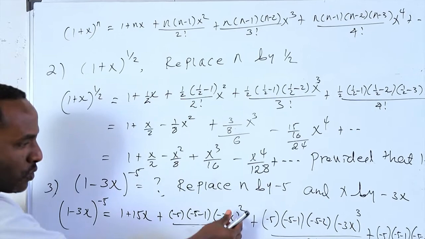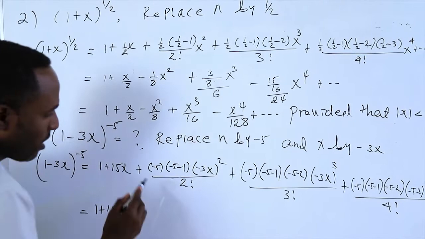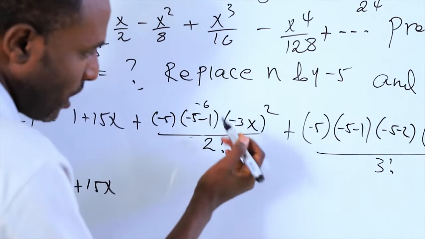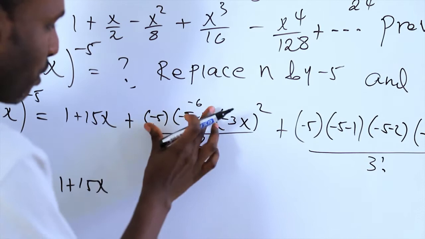So all this is exactly equal to 1 plus 15x. Again, minus 5 times minus 6 is positive 30. Here minus 3x squared means 9x squared. So 9 times minus 5 times minus 6, which is positive 30, is 270.